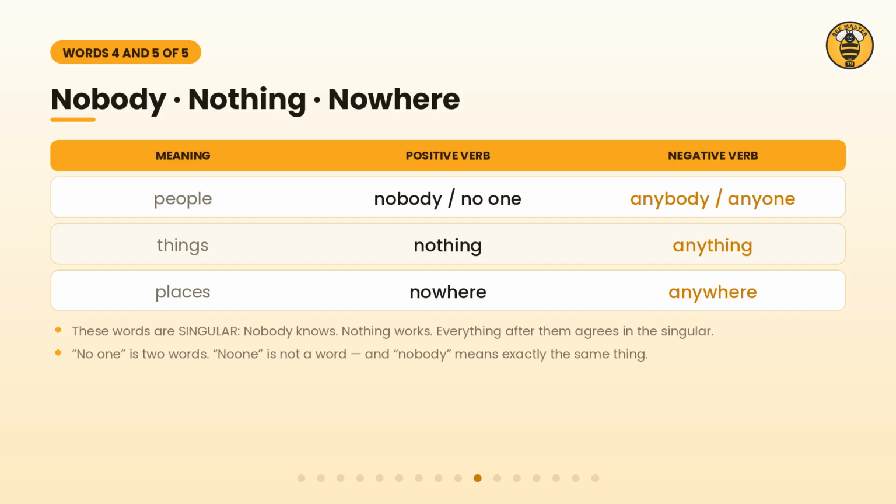Two details that catch learners out. First, all of these words are grammatically singular, even though nobody clearly refers to a group of people. Nobody knows. Nothing works. Knows with an S, works with an S, not nobody know. Second, no one is written as two separate words. There is no such spelling as noone, and if that spelling worries you, just use nobody instead. It means exactly the same thing.